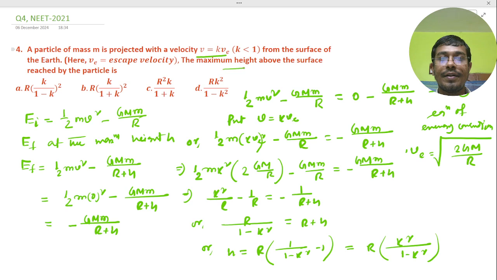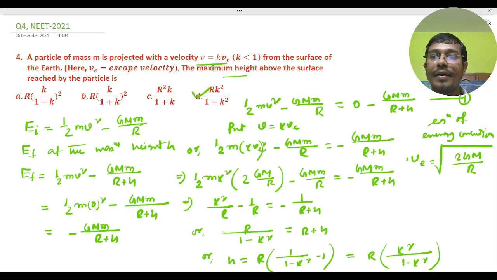So maximum height h would become r into k square minus 1 minus k square, basically r k square by 1 minus k square. So D would be our correct answer.